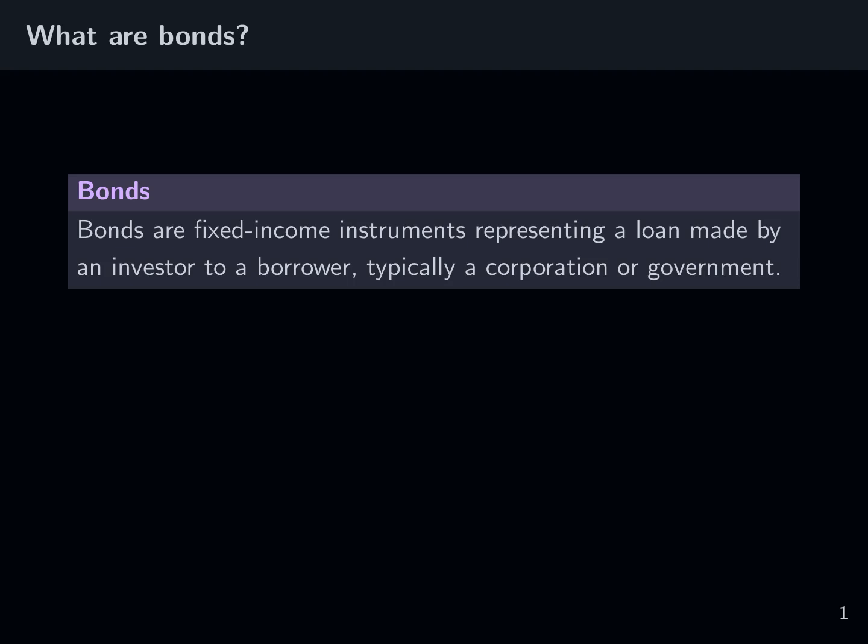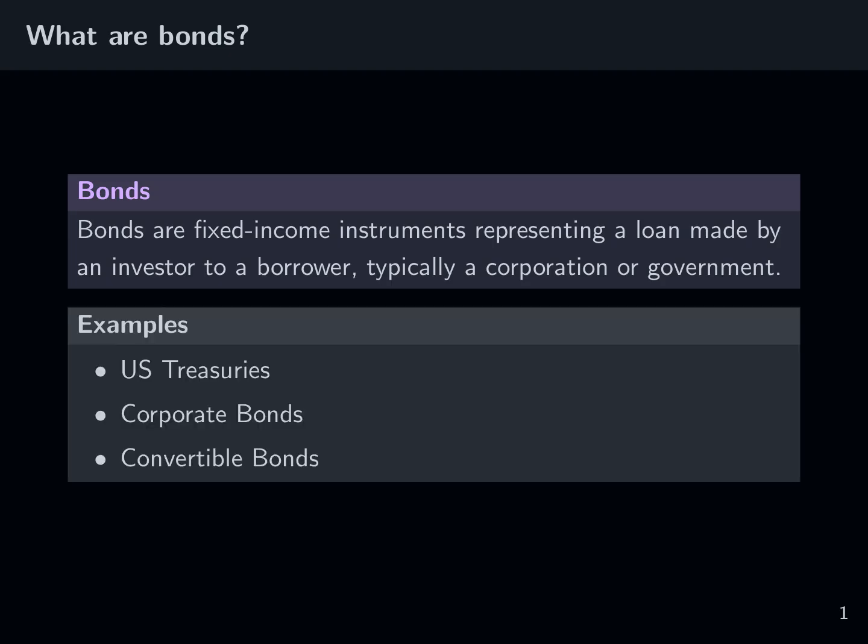Bonds are a type of fixed income investment that function as a loan from an investor to a borrower. Typically, the borrower is a corporation or a government entity. In return, the borrower agrees to pay back the principal amount on a specific maturity date along with periodic interest payments, which provide a predictable income stream for the investor.